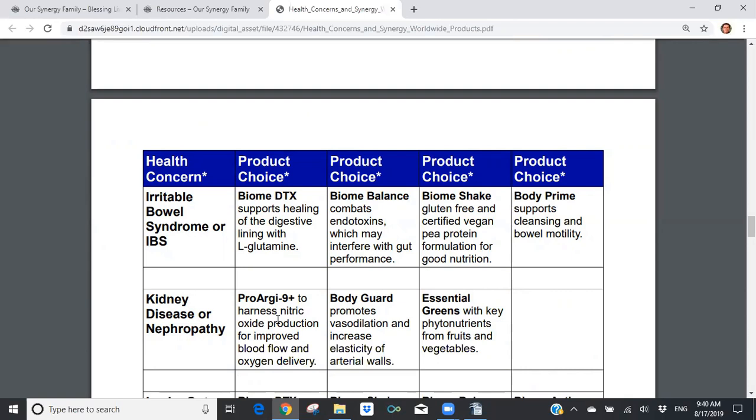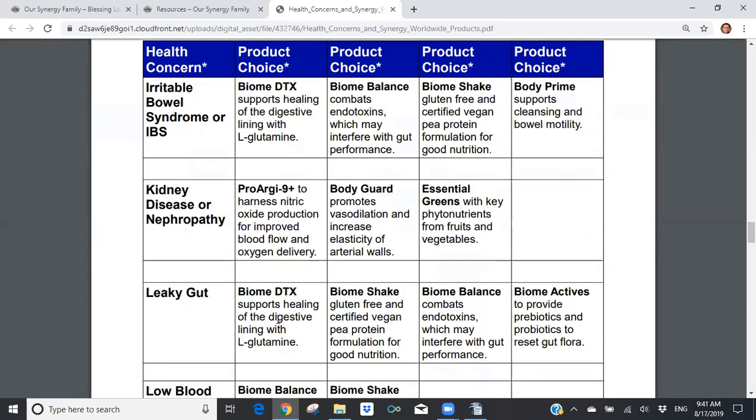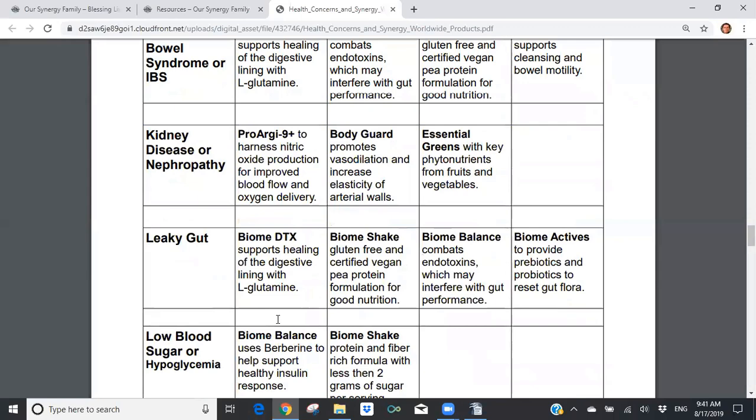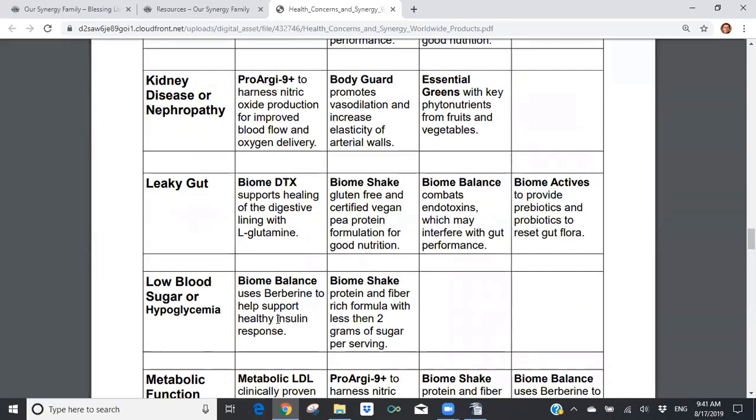And then Bodyguard for vasodilation, and Essential Greens to, again, bring a plant-based process into helping improve circulation and help organs work better. Leaky gut, we've talked about it already. Biome DTX, Biome Shake, Biome Balance, Biome Actives, all designed to address leaky gut issues. Low blood sugar, I would use the Biome Balance because of the berberine. That would help with a healthy insulin response aspect.